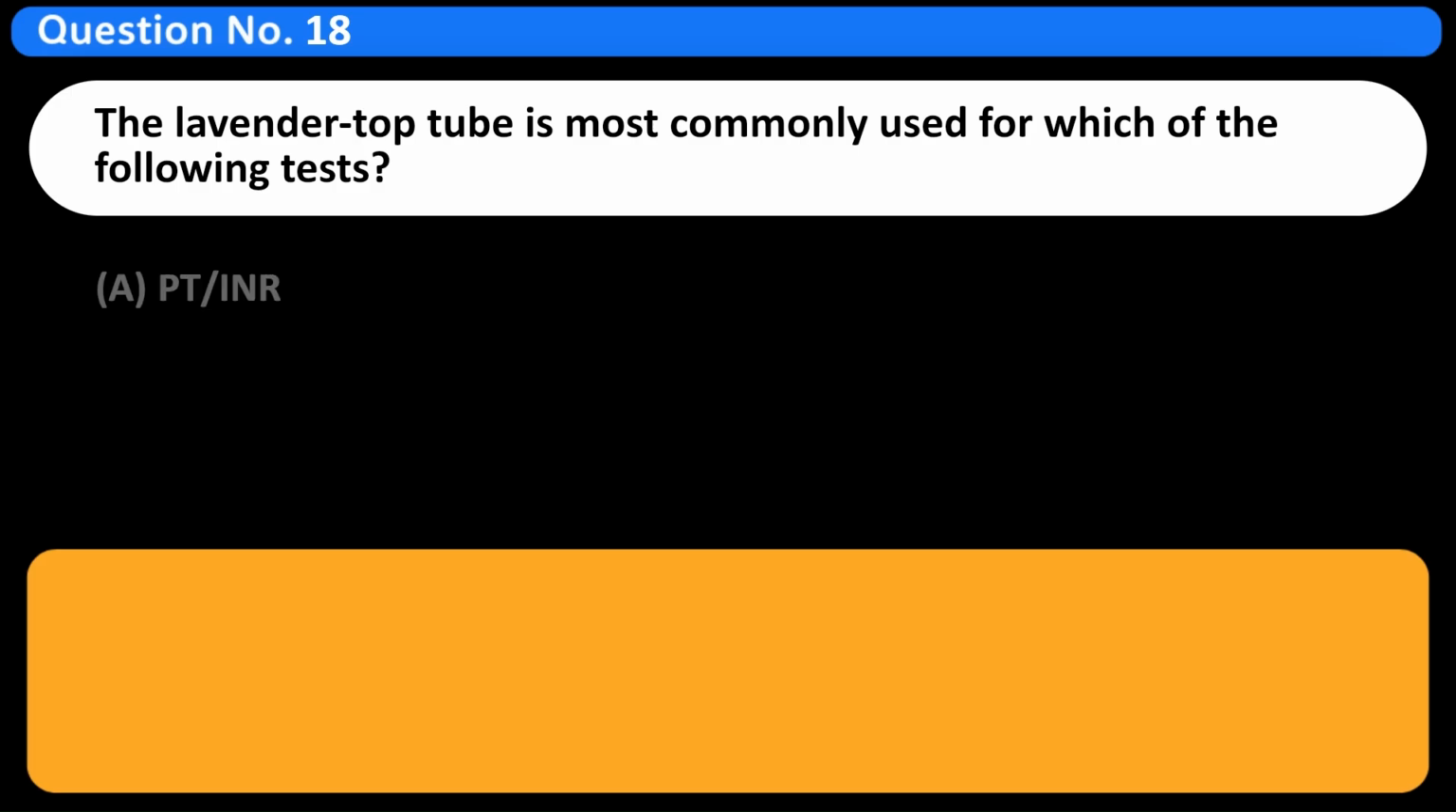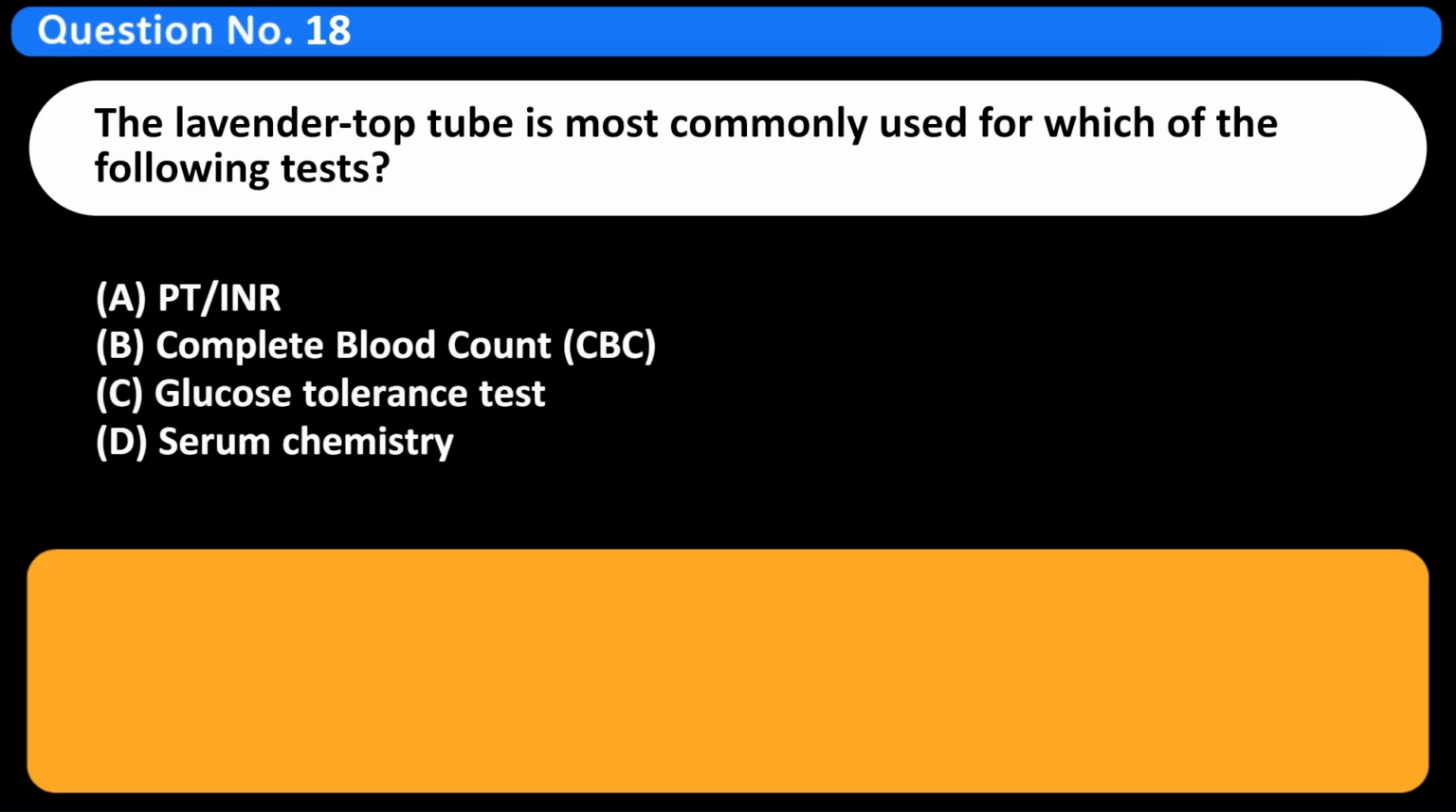The lavender top tube is most commonly used for which of the following tests? A. PT/INR. B. Complete blood count, CBC. C. Glucose tolerance test. D. Serum chemistry.